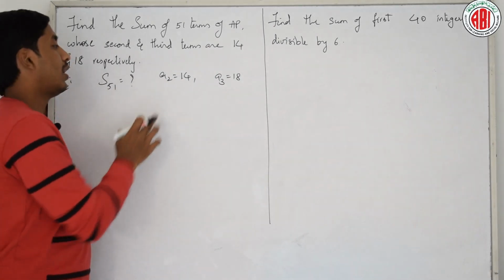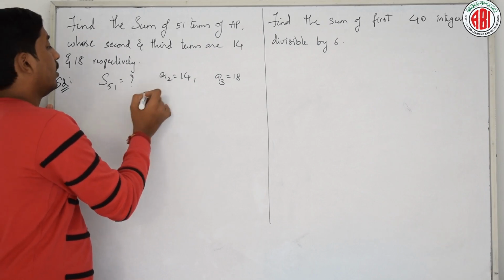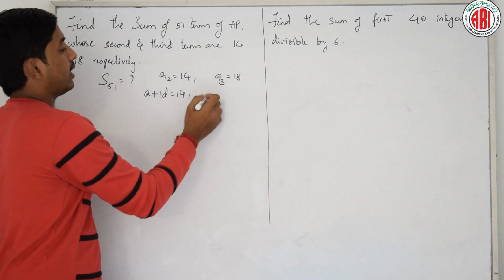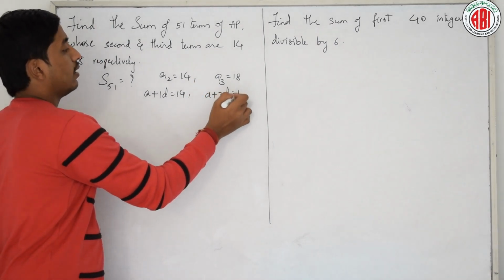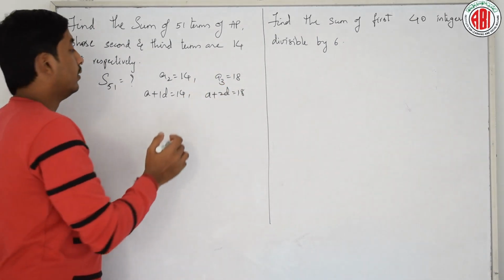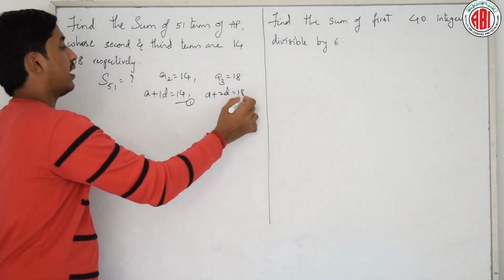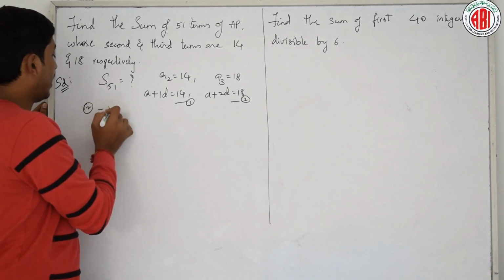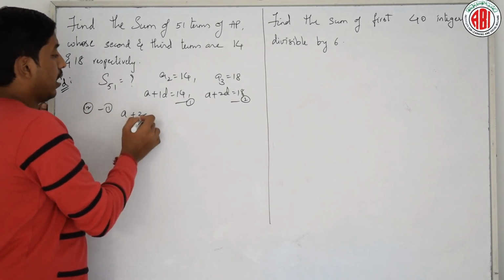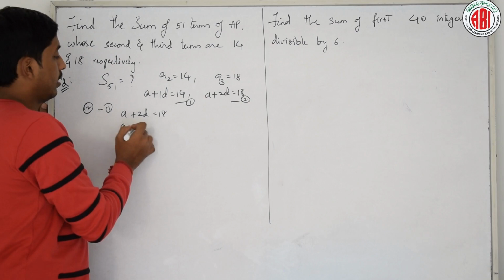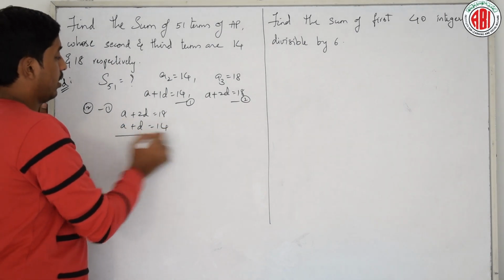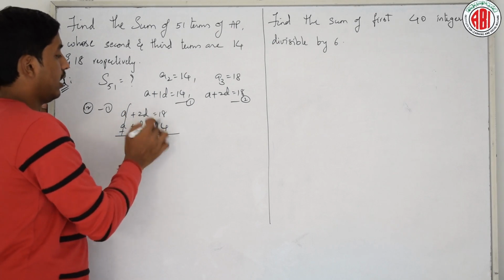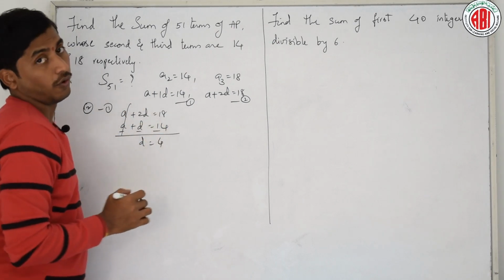Is it okay? Now look at here. What is A2? A plus 1D is 14. Here A3 will be A plus 2D. Let us take it as equation 1 and equation 2. Let us subtract 2 minus 1: A plus 2D is 18, A plus D is 14. Minus, minus, minus. A will get cancelled. 2D minus D is D. 18 minus 14 is 4.